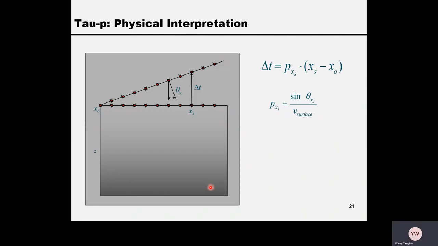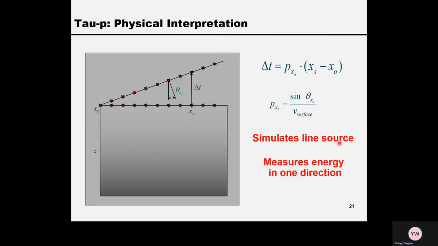So tau-p, in terms of physical meaning, is a plane wave decomposition. It simulates a line source, a line source instead of an individual point source. And it measures energy in one direction, perpendicular to the wavefront, and the wavefront is flat. Right? So P is conserved in the propagation. As I said, the P is constant along a ray path.